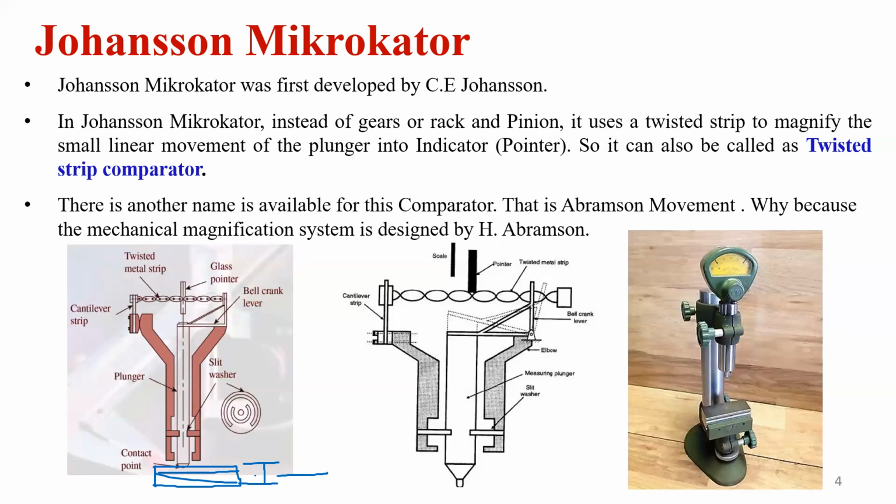Then we will pass the component which is to be checked for the required dimension. Again, we will take the measurement reading on the calibrated scale, and then we will compare the reading with the actual working standard. So the deviations can be measured using the Johansson microcator. So this is about the Johansson microcator.